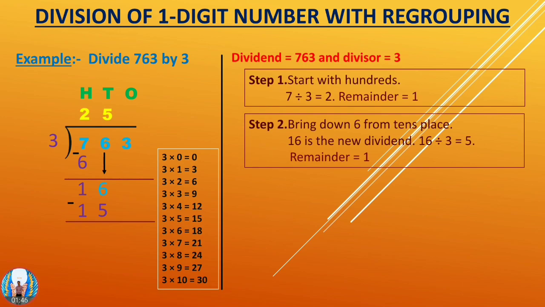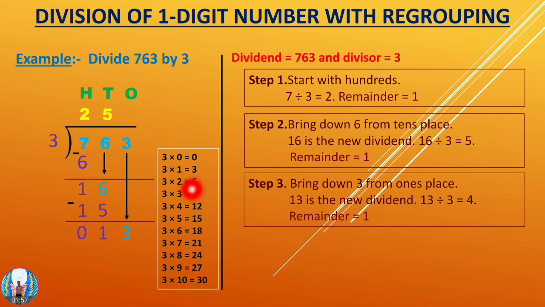Now 16 minus 15 equals 1. Again, 1 is the remainder. We will bring down the 3. Now it becomes 13, and 13 comes in between 12 and 15. So we will take 12, because 12 is a lesser number than 13.